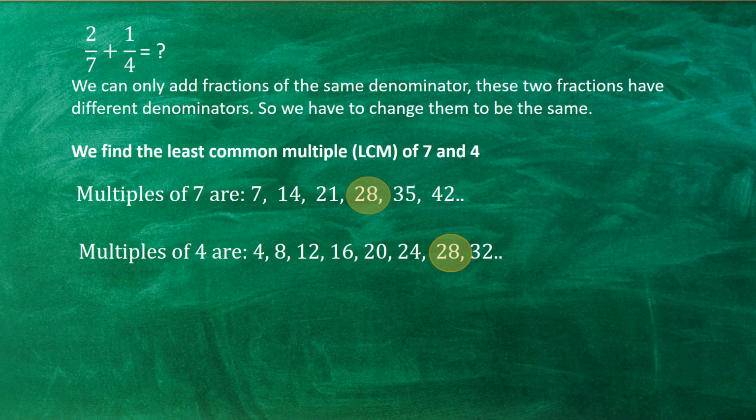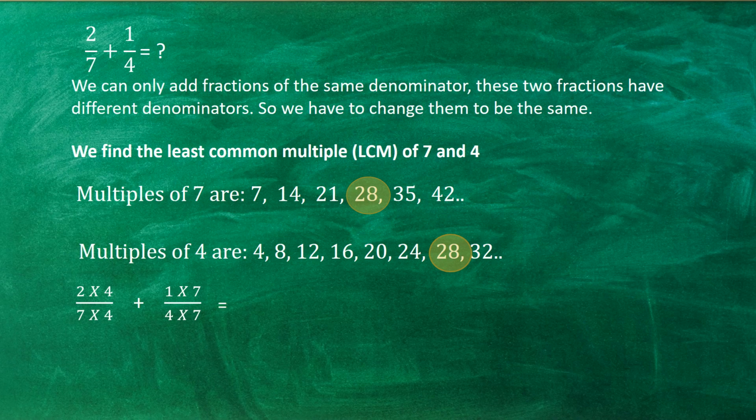2 over 7 will have to change to have a denominator of 28. 1 over 4 will also have to change to have a denominator of 28. But remember, we do not want to change the meaning of the fractions, so the numerators will also have to change. To move from 7 to 28, we had to multiply by 4. So the numerator will also have to be multiplied by 4. For the second fraction, the same thing. 4 was multiplied by 7 to get us 28, so we have to multiply the numerator 1 by 7.